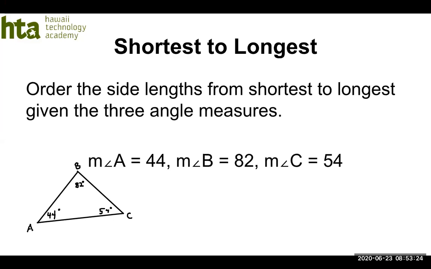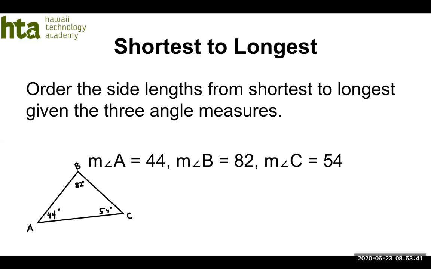All right, first off, this is an acute triangle because all 3 angles are acute. So make sure you understand acute, obtuse, and right triangles. We kind of talked about that in Unit 2, though. And then we need to order these from shortest side to longest side, okay?